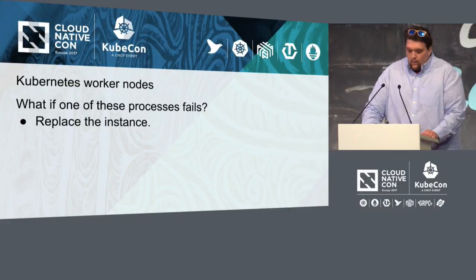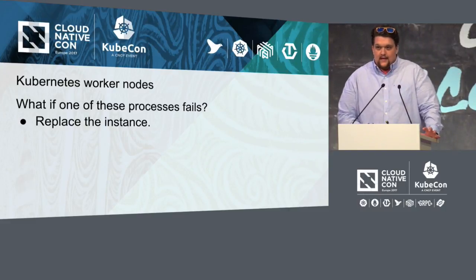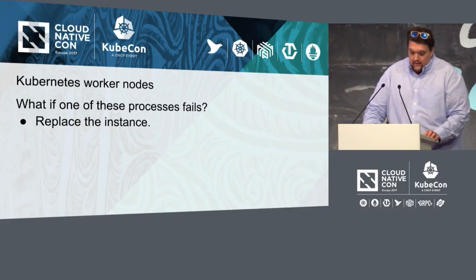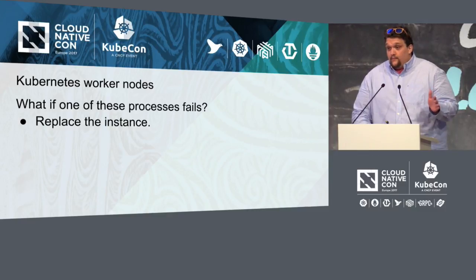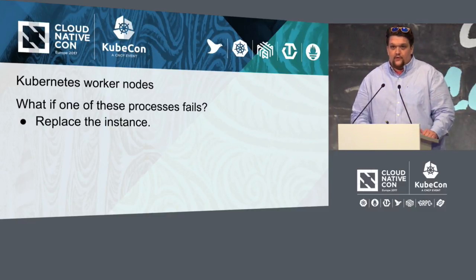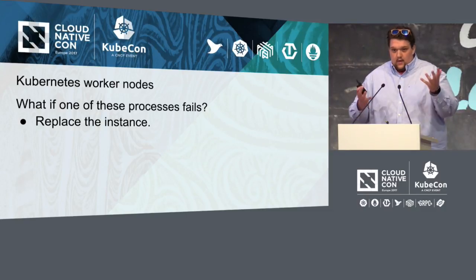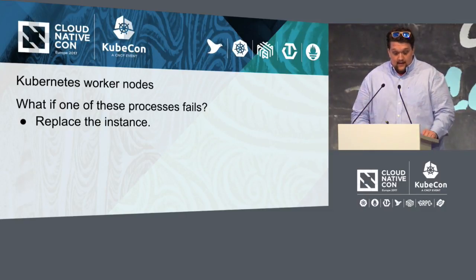So what happens if any of these processes actually fail? Well, in that case, we kill the node. We replace it. Your infrastructure at that point comes back to life from the dead.